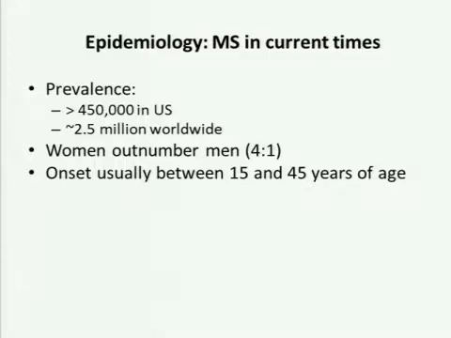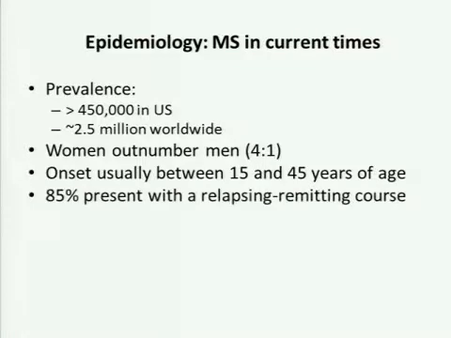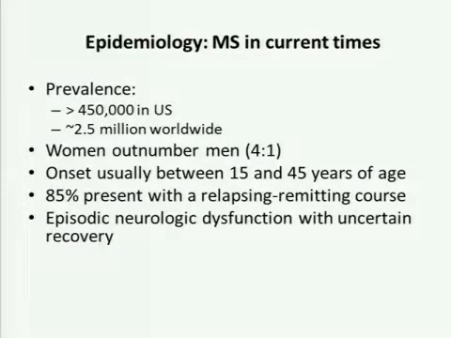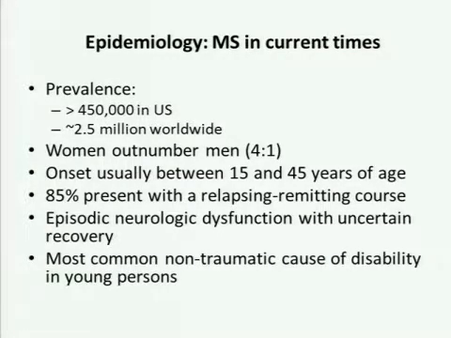Onset is usually between 15 and 45 years of age. About 85% present with a relapsing, remitting course. So that means that you have episodic neurologic dysfunction, and then you have some amount of recovery, but the extent is relatively uncertain. About 50% will get nearly everything they had before the onset of the relapse with each episode. And it's the most common non-traumatic cause of disability in young persons.